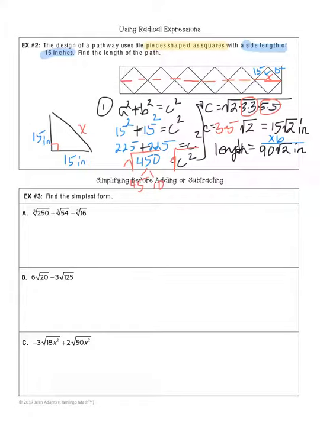Now, if I walked into Home Depot and said I need 90 radical 2 inches worth of tile, they're going to look at me like I'm crazy. So plug that into your calculator, and it will turn out to be approximately 127.28 inches. And for every 12 inches, it's a foot. So if you divide that by 12, you are going to get approximately 10.61 feet. So these and these conceivably could be your answers.